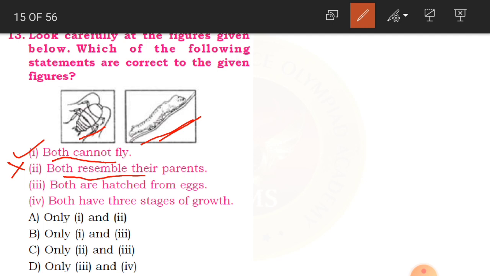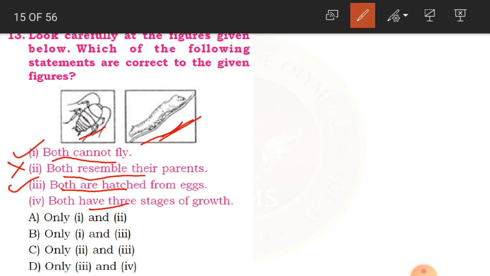And third one is both are hatched from eggs. So cockroach and the butterfly produce their young ones through what? Through eggs. So both the insects' eggs are hatched. So that is why the third one is again the correct statement. Okay children. And the fourth one. Both have 3 stages of growth. Is it correct or wrong statement? Whereas cockroach has got 3 stages of growth, butterfly has got 4 stages of growth. When we talk about the life cycle, butterfly has got 4 stages of growth.